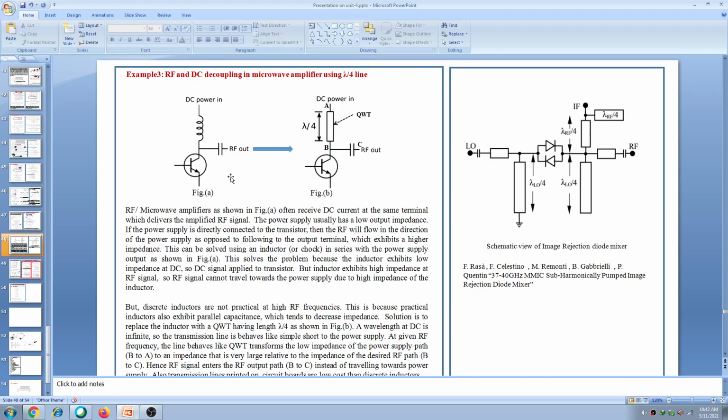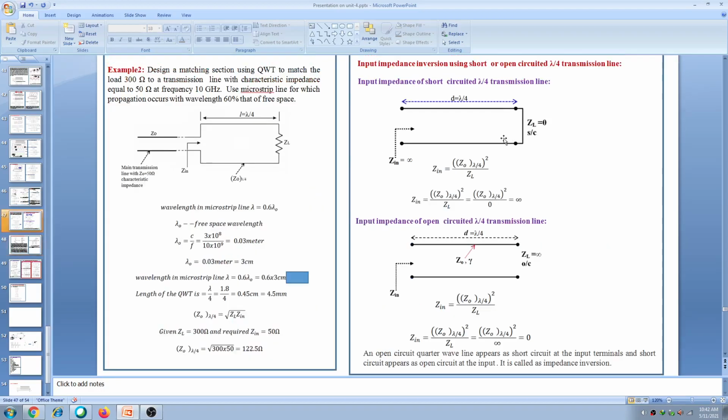So what people do instead of this inductor is use a quarter wave transformer, like this lambda by 4 transformer. And this is a short circuit here. The DC power supply has a very low impedance, that means it looks like a short. See this problem like this.